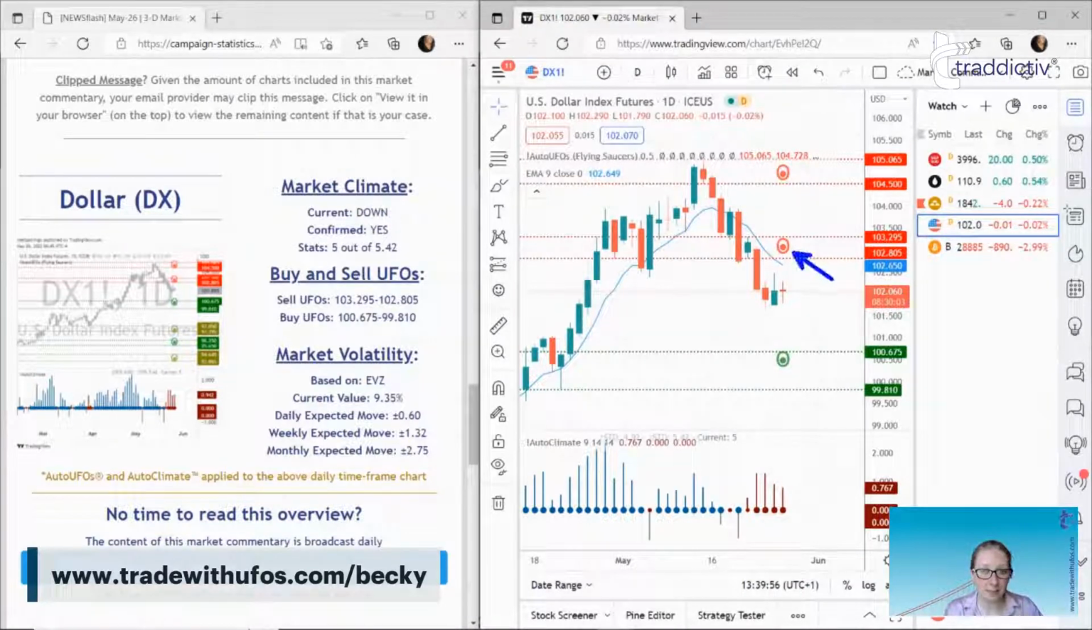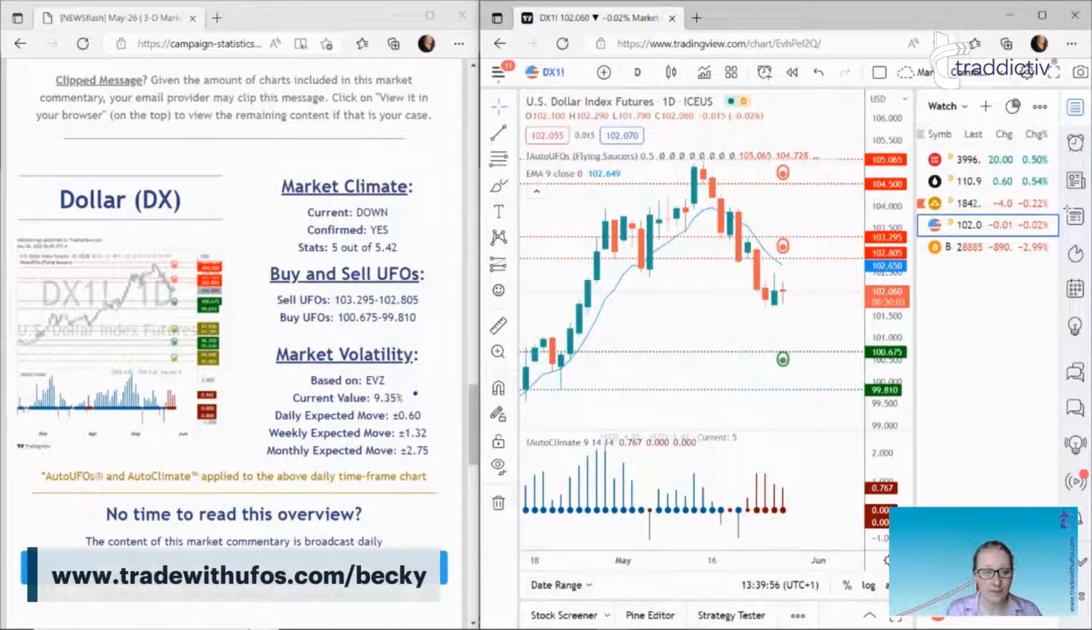Now we have sellers up here between 103.295 to 102.805, and buyers here between 100.675 to 99.81. We're in between them. Unlikely that we get affected by either buyers or sellers today that we can see already. Overall, likely move down based on the climate telling us the probability is to the downside.